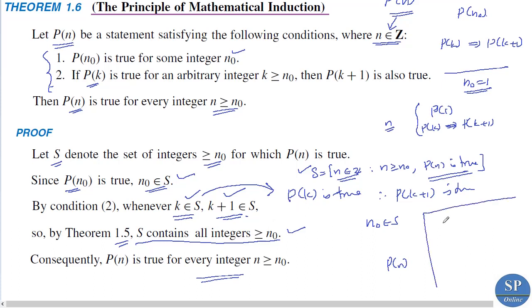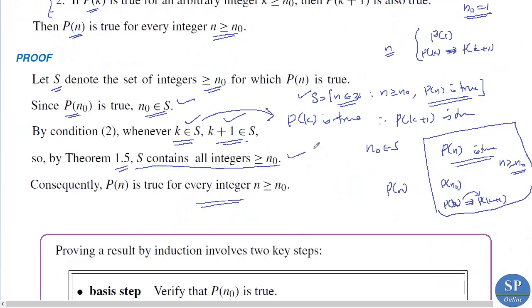To prove a statement P(n) is true for all n greater than or equal to some n naught by induction, first we have to prove P(n naught) is true. Then we have to assume that P(k) is true, and show that P(k+1) is also true. That means if P(k) is true, then P(k+1) is also true. Then we can say that P(n) is true for all n greater than or equal to n naught. That is the principle of mathematical induction.